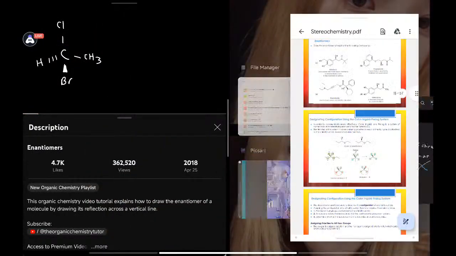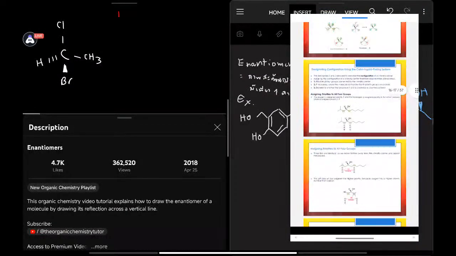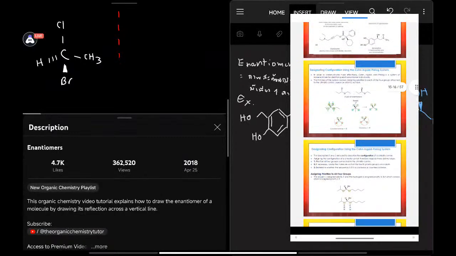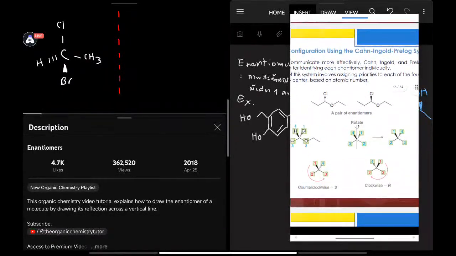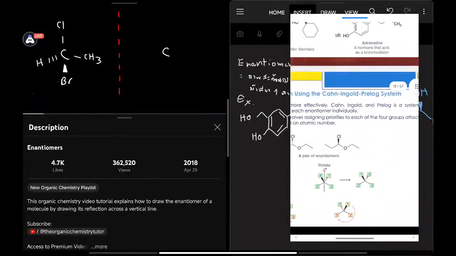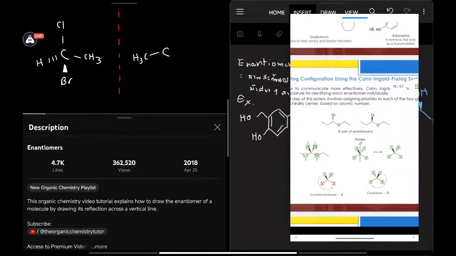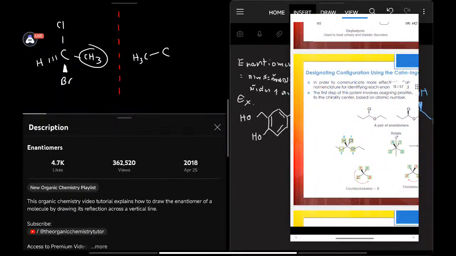So how can we draw the enantiomer of this molecule? What we need to do is draw the mirror image of that molecule. So let's say the red line represents a mirror. So here's the carbon atom. We have a CH3 that should be faced in this mirror because we have one here.